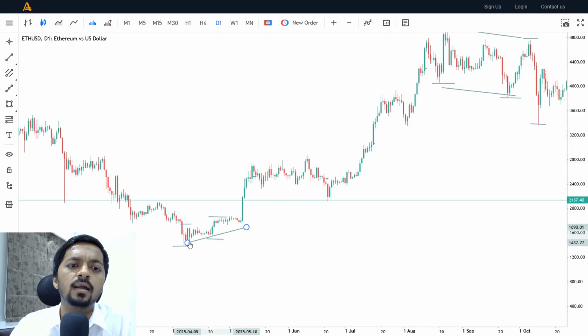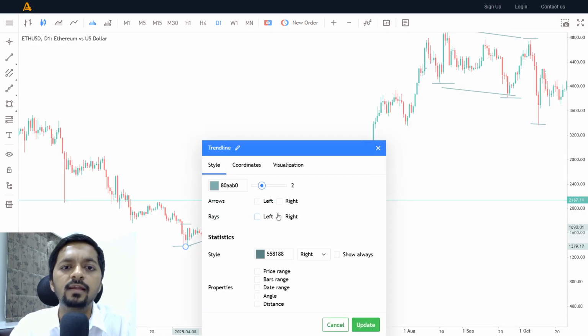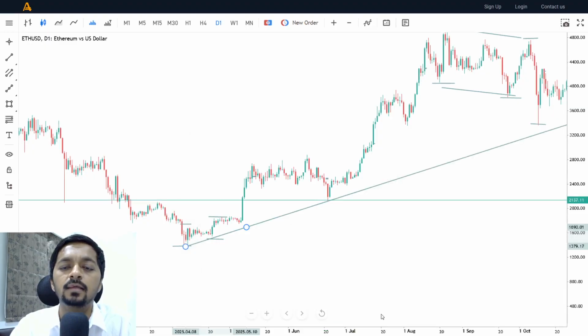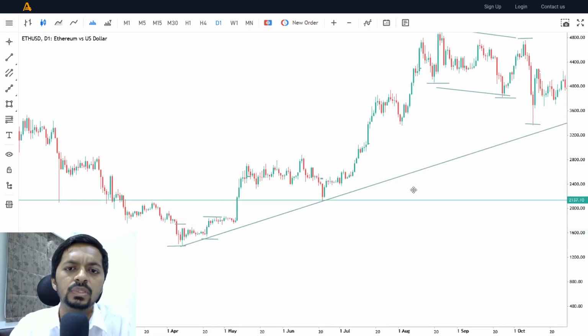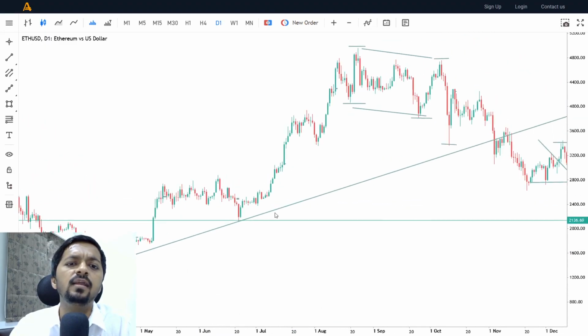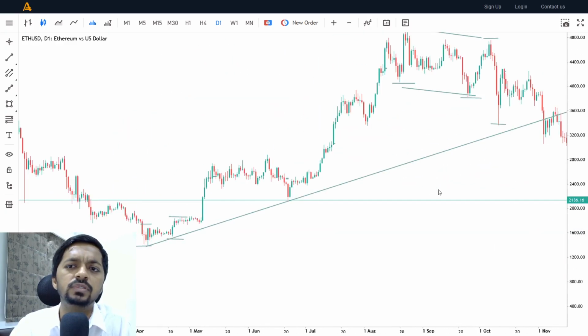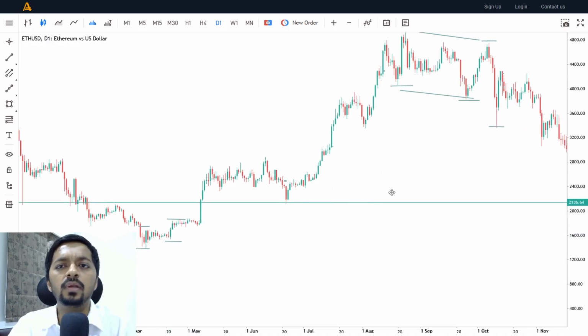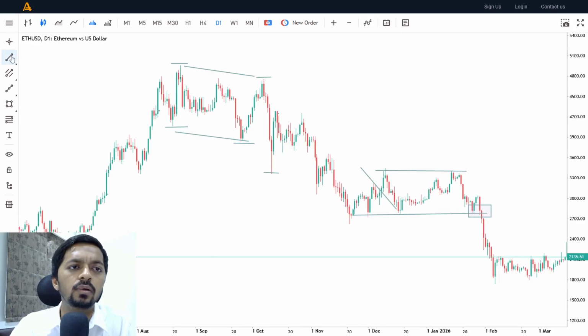Just connect the two higher lows, and you can click on the settings and extend the right line. As and when price is trading above the particular upward trend line, we can see that an upward trend is going on in the market. See that price is continuously trading above this trend line, so we can conclude that an upward trend is going on in the market. Same for the downtrend, we can use it for the downtrend also.